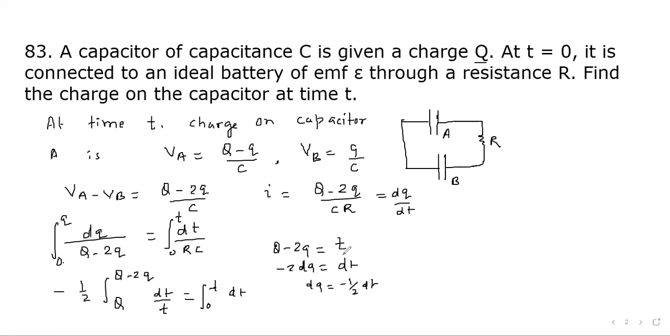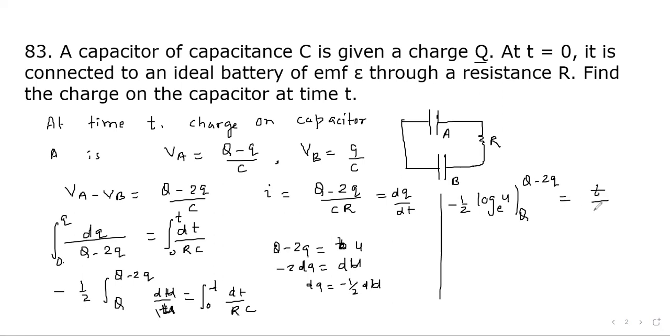But here, since dt is on the RHS, let's write some other things. Suppose we write it u. So this will be du. So this will be du upon u, and this is dt upon RC. Now this will become log u. So minus half log u base e, limits Q to Q minus 2q, equal to, this will become t upon RC.